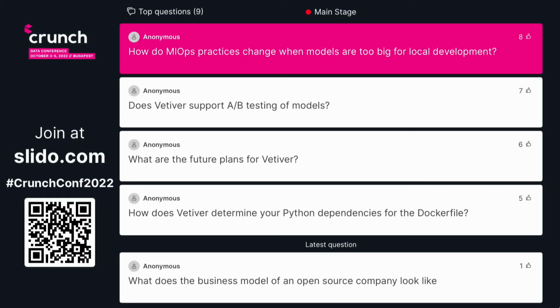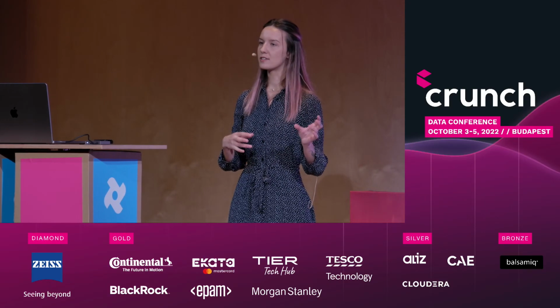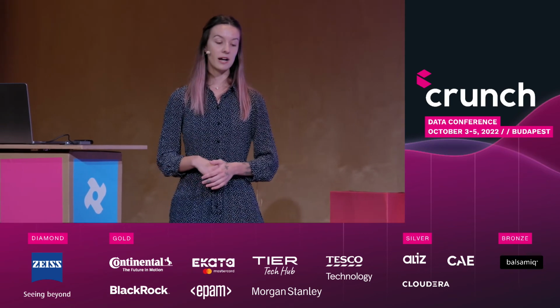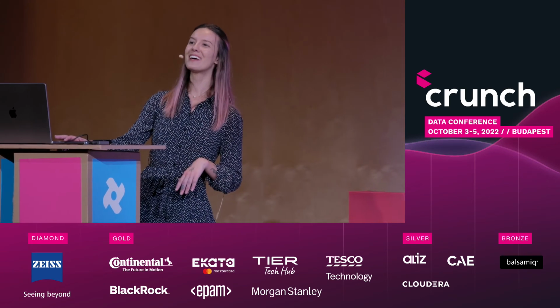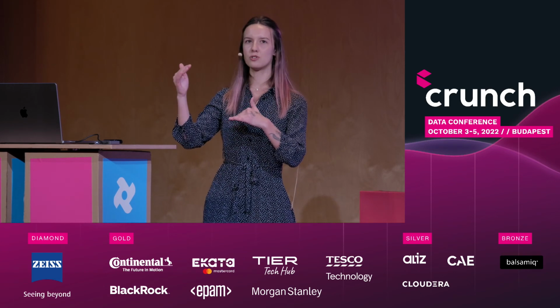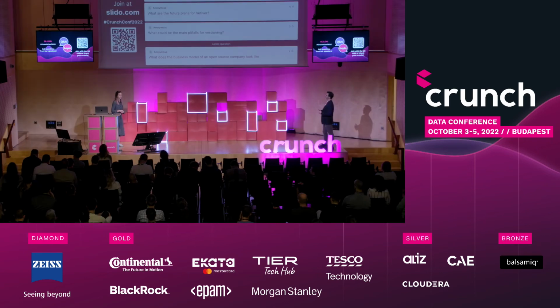Does vetiver support A/B testing of models? The next one. Vetiver itself does not have infrastructure for A/B testing of models, but there are other composable tools that would be able to do stuff like this, and this is actually on our future plans. But if you're not willing to wait until I sit down and develop some A/B testing for vetiver, you could probably use something called, I think it's Metaflow, and that's built for pipelines, and it would be able to handle this task if you use it in conjunction with vetiver. Great.